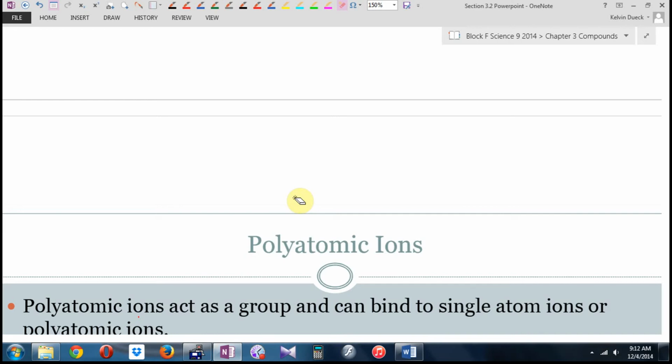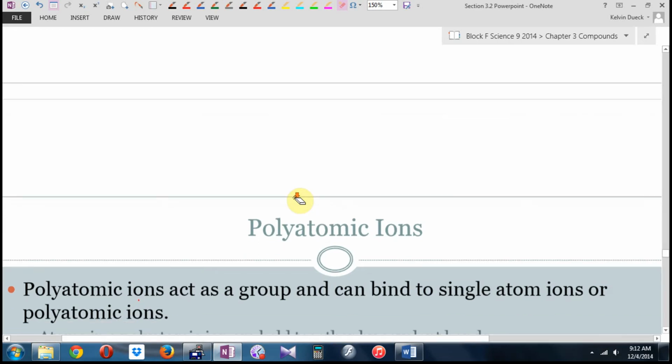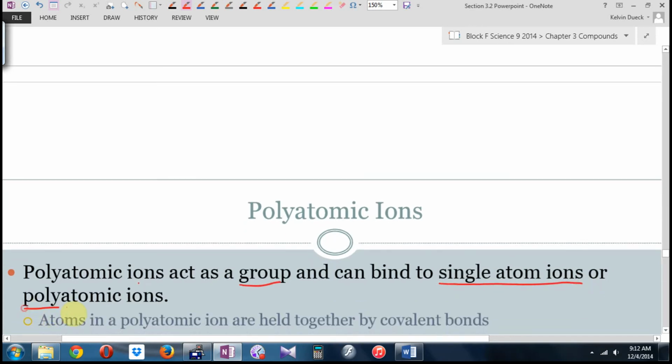So polyatomic ions act as a group, and they can bind to single atoms, or they can also bind to polyatomic ions, but we won't vary it. We will only occasionally be doing a polyatomic plus a polyatomic. Now, how can you tell it's a polyatomic? Look at the back of your periodic table. See that chart of them? Just kind of glance down at each one.